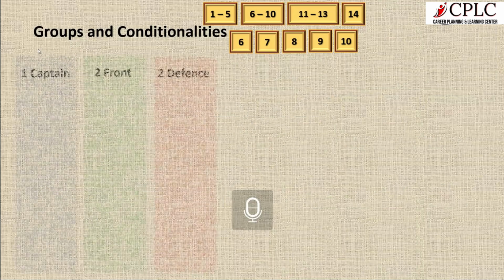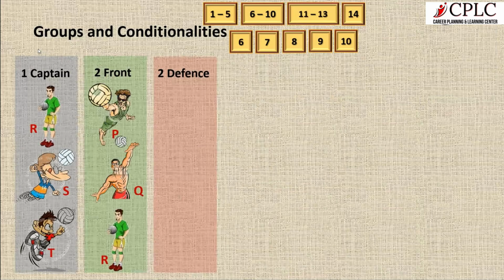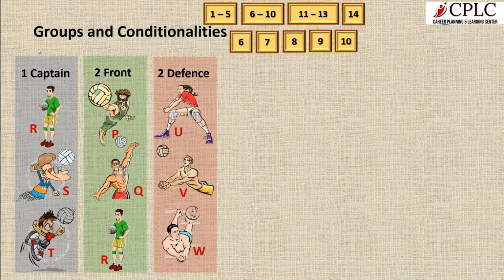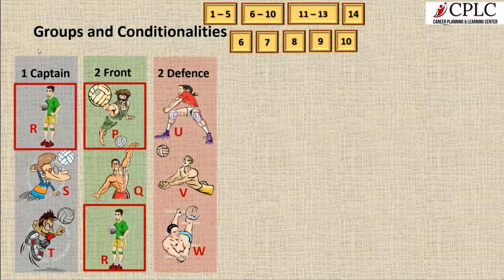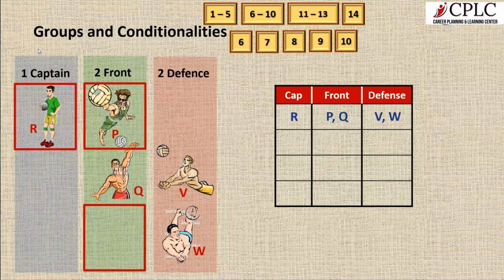Moving to the questions. So first we'll try to plot the conditions given by them. So these are the captain, these are the front position players, these are the defense position players. Now, P and R have to be together and U and T have to be together. So let's try to form the team. Now, if captain is R, R cannot play at the front position because R is the captain. Hence, for the front position, we will select PQ. As we are not selecting U, T will also not be selected, so VW will be the defense players.